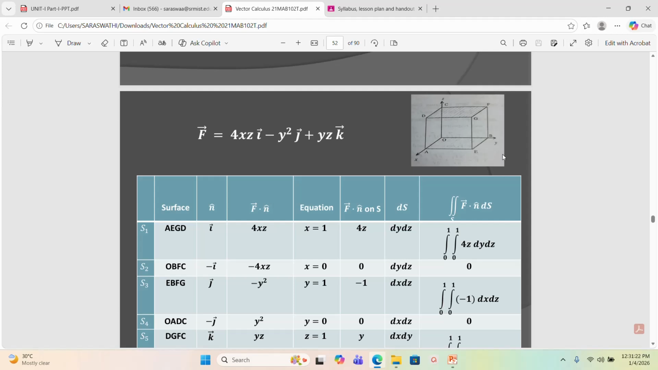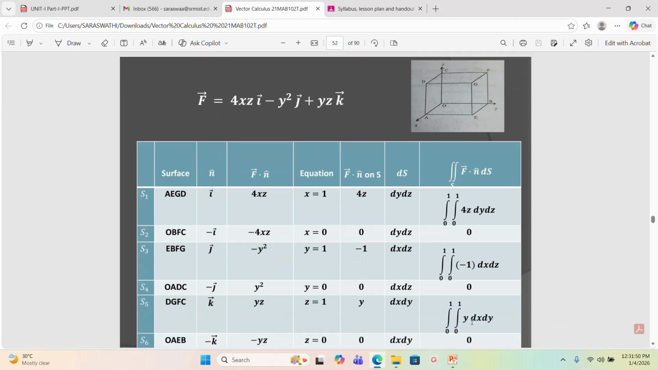And in the fourth face, OADC, here the value of y equal to 0. So with y equal to 0, F dot n cap, with j dot j equal to 1, is minus y square, and y equal to 0 means the value of F dot n cap on S is equal to 0, and the integration is also 0 for the fourth case.